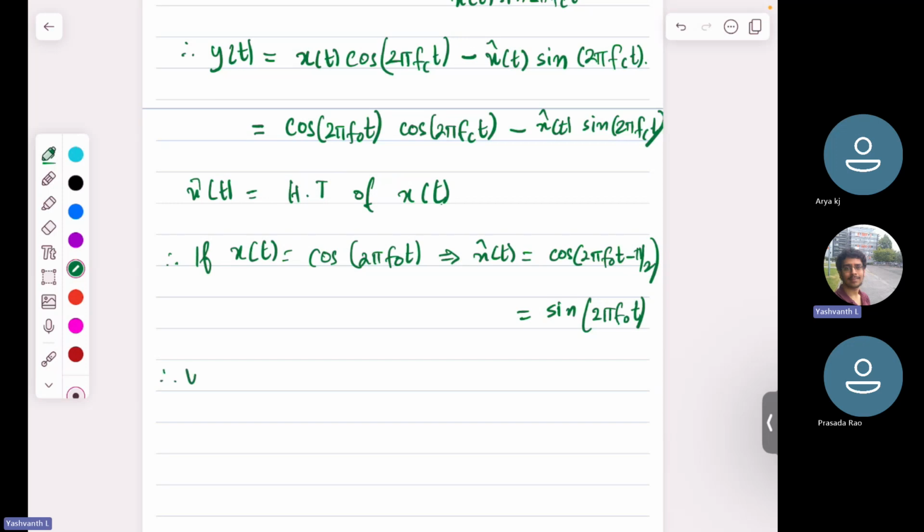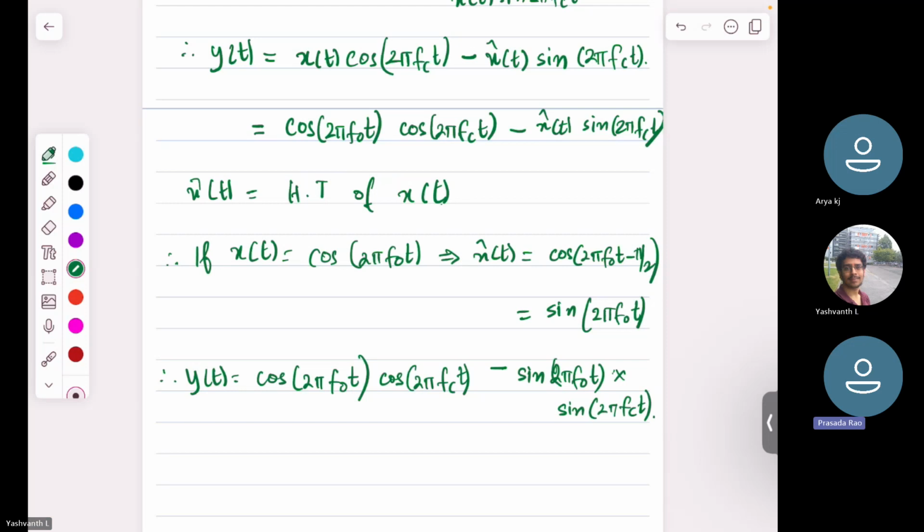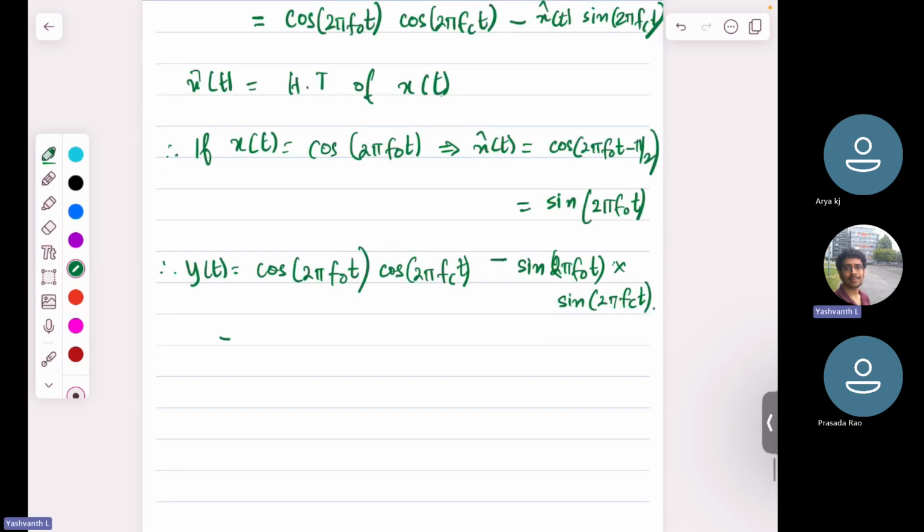Therefore your y of t is equal to cos 2 pi f naught t into cos 2 pi fct minus sine 2 pi f naught t into sine 2 pi fct. Is it okay? Yes, sir. Now what is this? Cos A cos B minus sin A sin B is cos of A plus B. That is 2 pi f naught t plus 2 pi fct. That is nothing but cos of 2 pi of f naught plus fc of t.